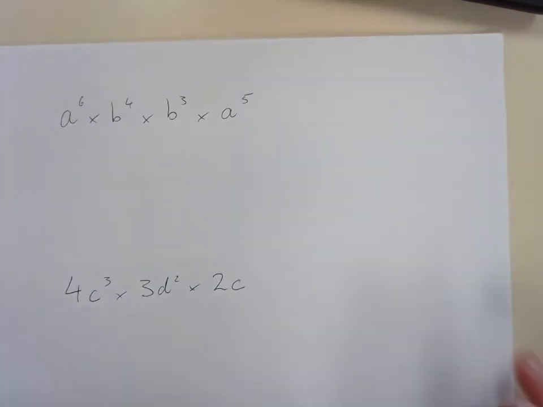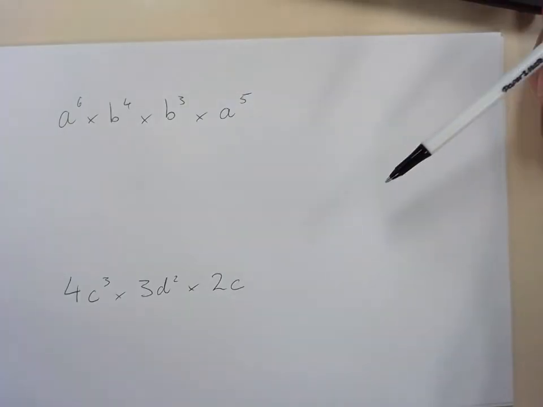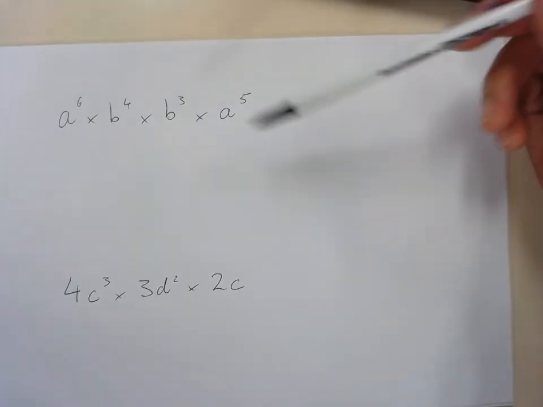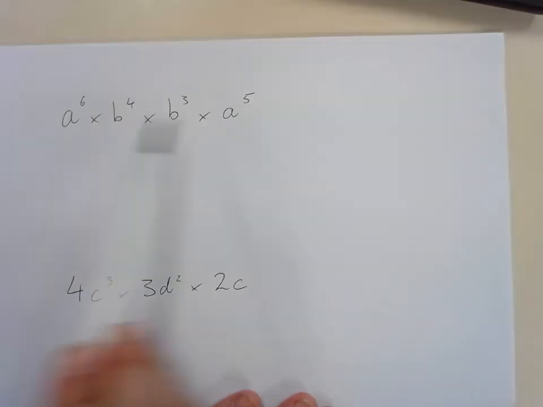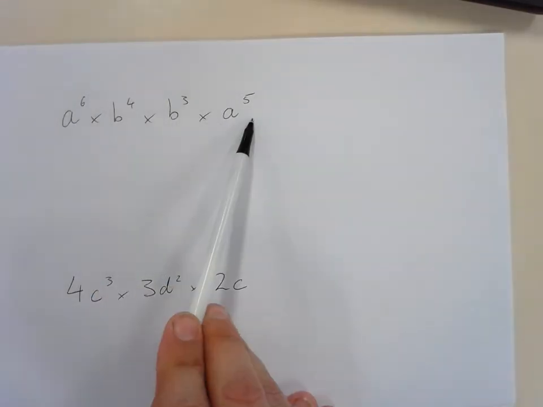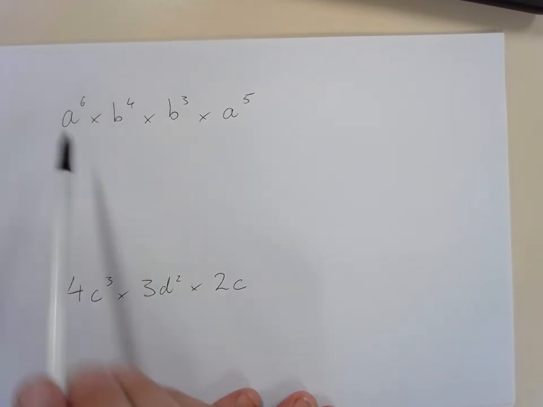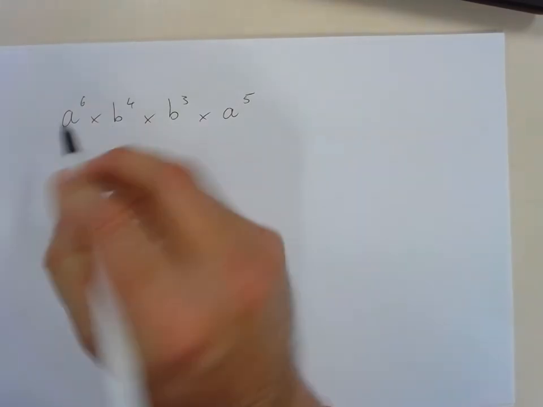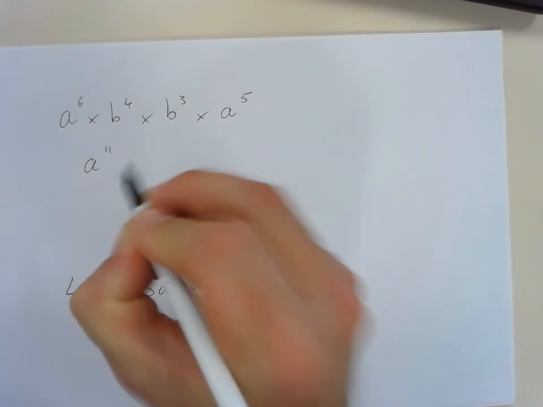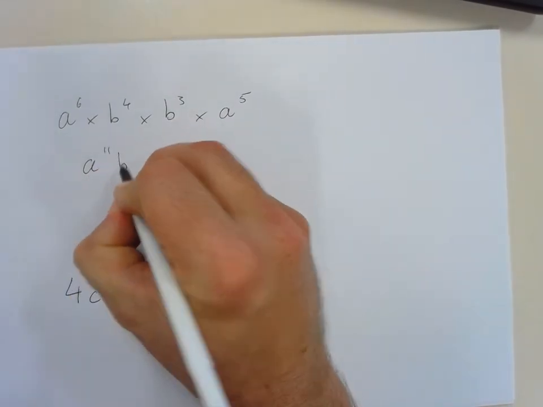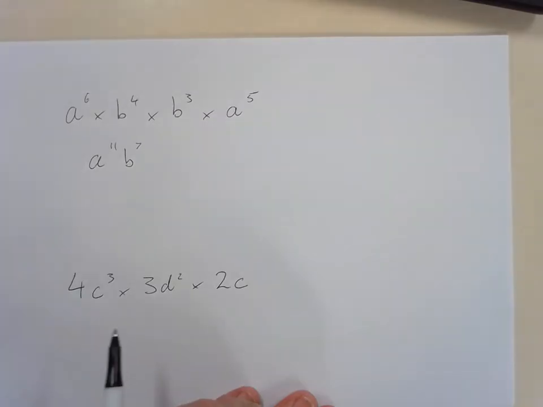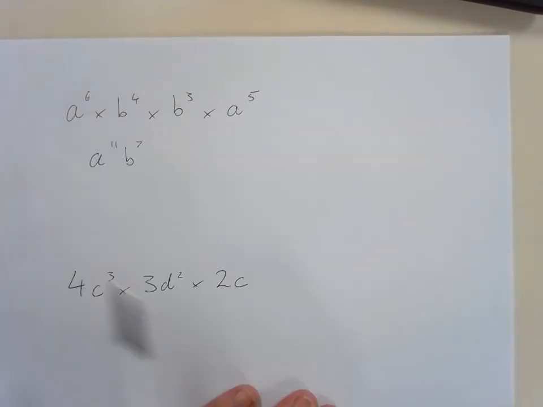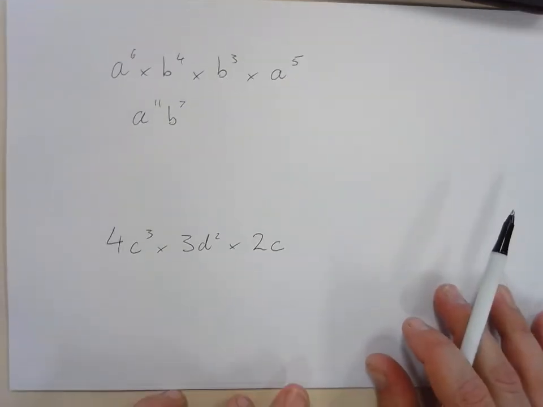Alright, so the last one is when I have a couple of mixed bases. Now remember we said at the start that they have to be the same base number. So I can work my A's together and I can work my B's together. So this one, A is 6 plus 5 and B is 4 plus 3. Now I don't have to put a multiplication symbol in there, so it's A to the power of 11, B to the power of 7. That's how we just write it.